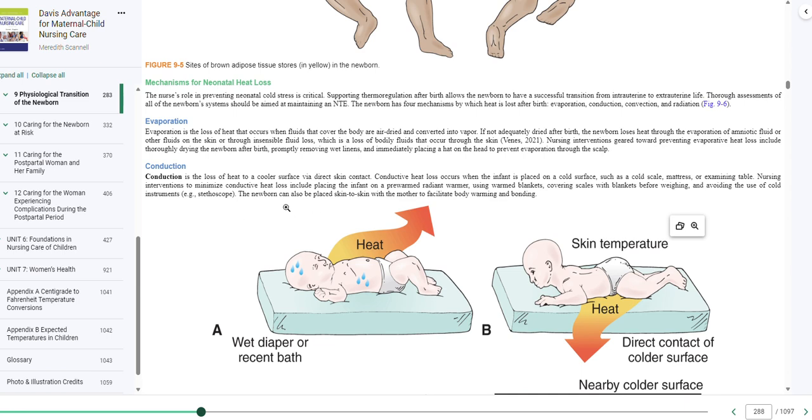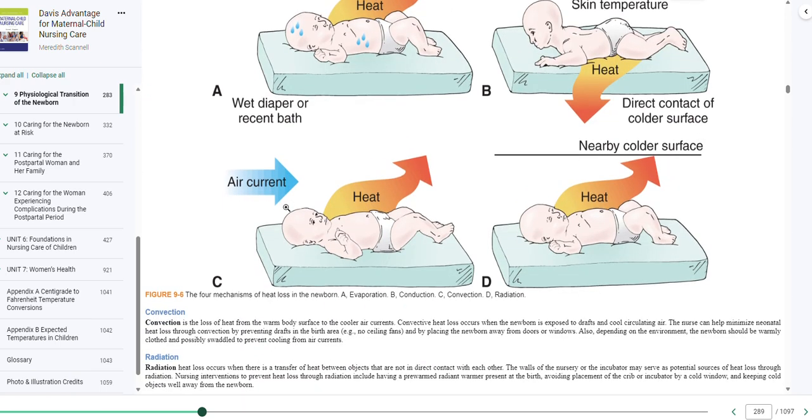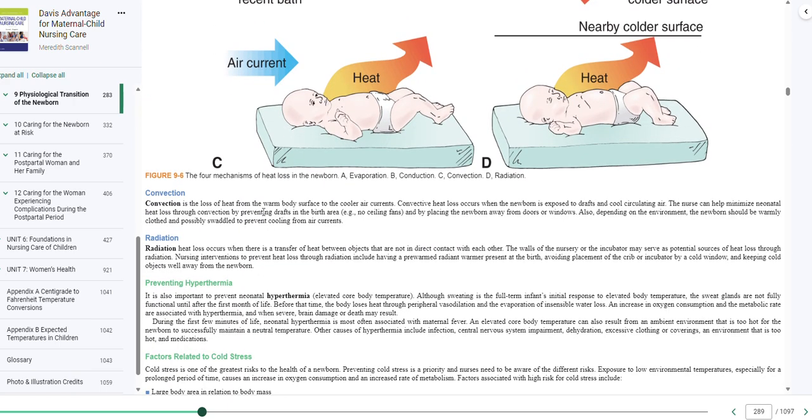The evaporation is when it goes away, the baby's left out in the open. Convection is the loss of heat from a warm body to cool air currents. So like ceiling fans, things like that make the baby lose heat. And then radiation is the heat loss that occurs when you transfer it between heat and another object as well. So a crib or a cold window or things like that. Just be familiar with those terms.